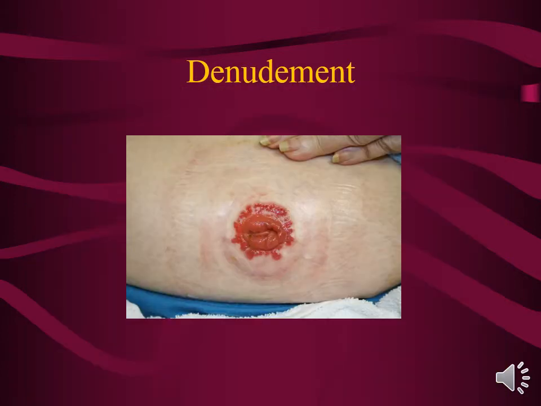This is denudement. It is not excoriation. Excoriation is linear scratch marks. That's a pet peeve of mine because lots of nurses will call this, even on a buttocks, excoriation, and this is denudement. And this is around the peristomal skin.